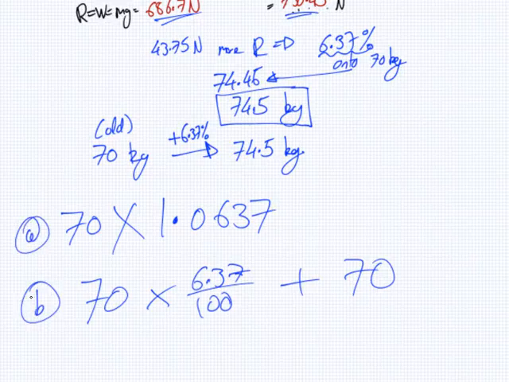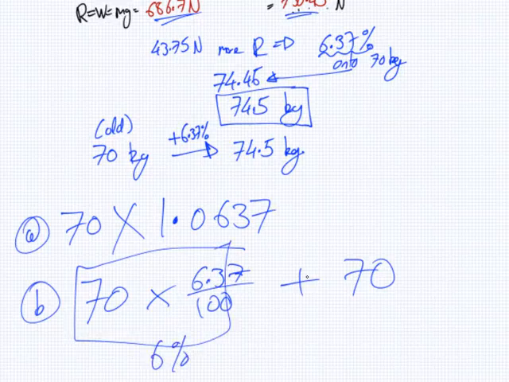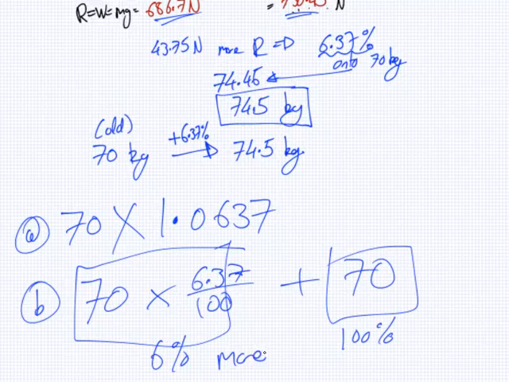Why do we need to start with 70? Because it increased by 6%. Yeah, but 70 multiply. Yeah? This is 6%. And this is 100%. It's 6% more. More. Okay. Yeah, more. Increase.